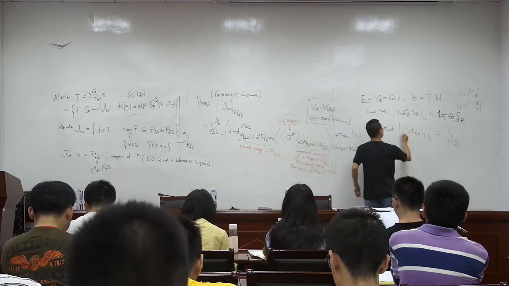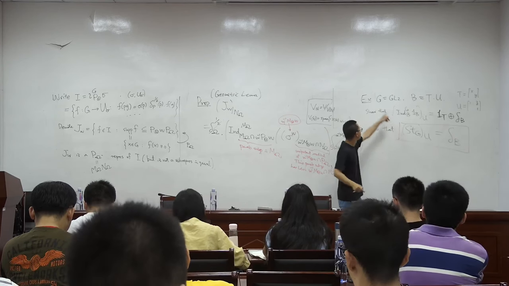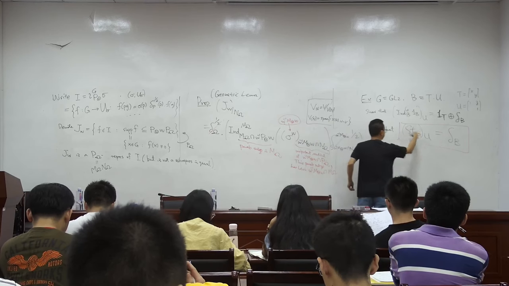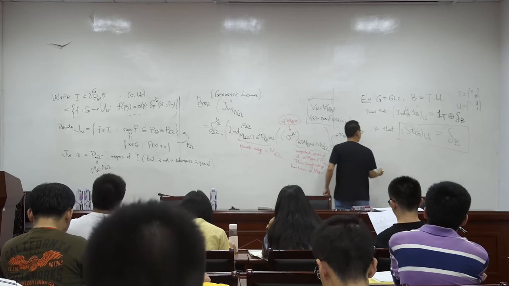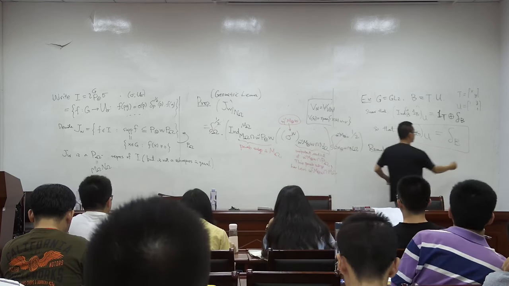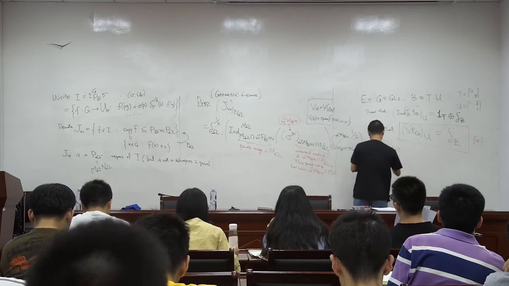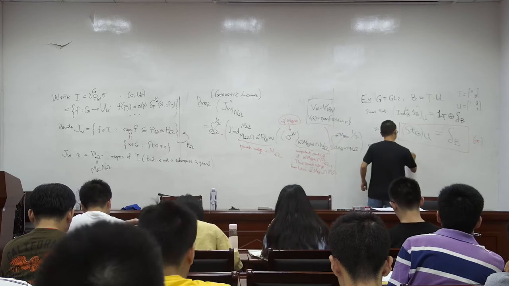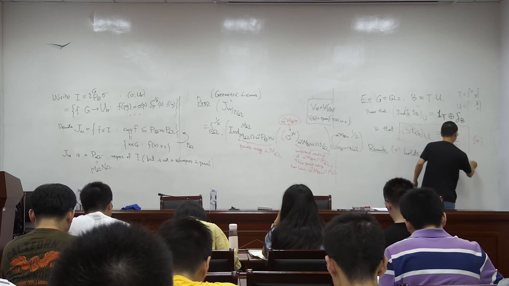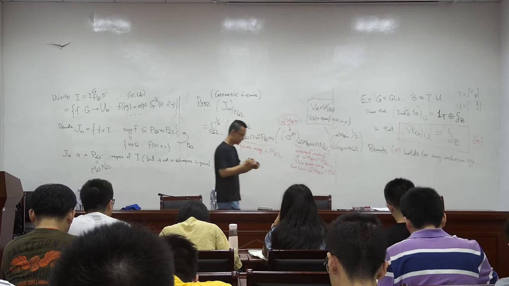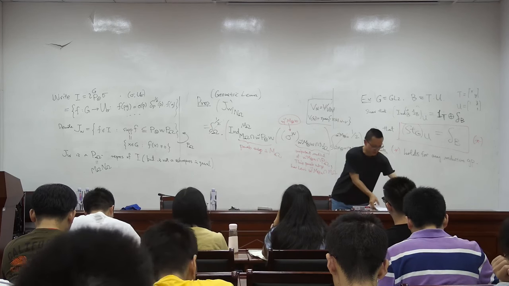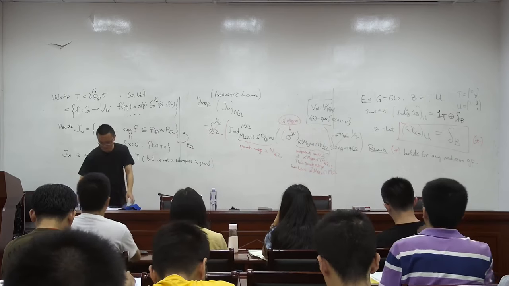And as a remark, remember this representation can be defined for any reductive group, not just for GL2. So a remark is that this formula star holds for any reductive group. But the proof requires some understanding of certain combinatorics of Weyl groups, so I will not go into it.